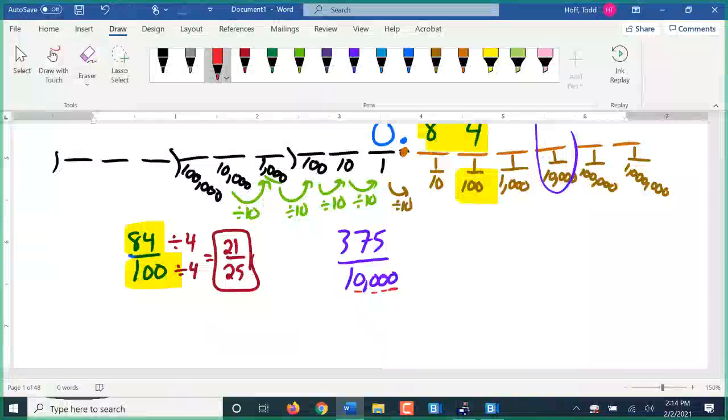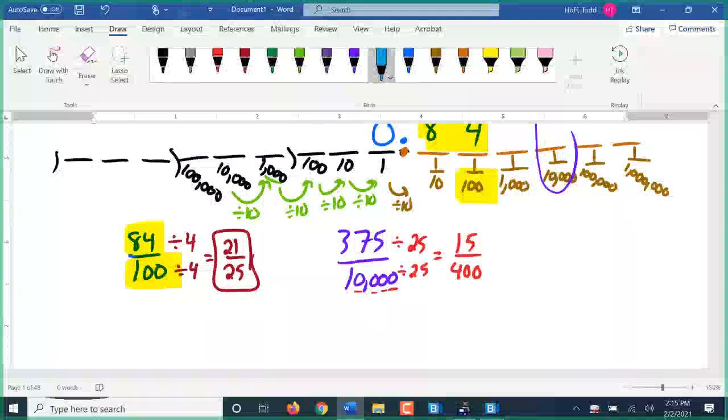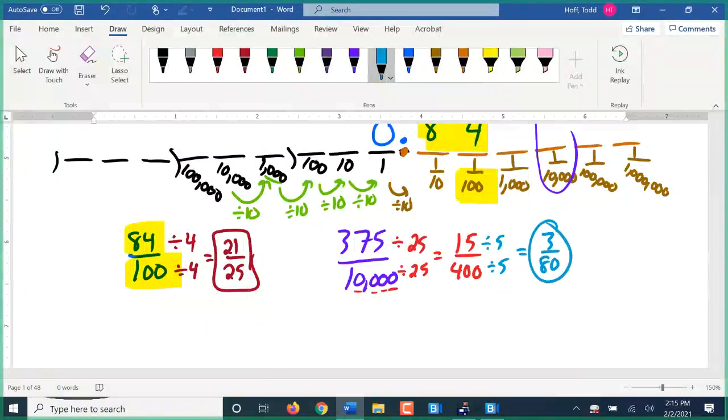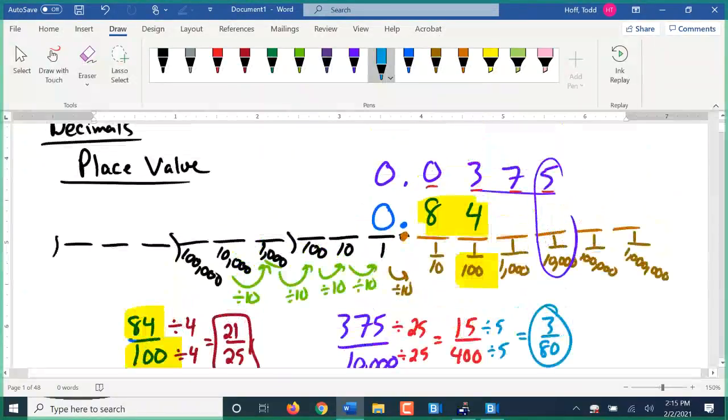Now, once again, we're not going to leave this as 375 over 10,000. Both of those can be reduced. Both can be divided by 25. 375 divided by 25 is 15. 10,000 divided by 25 is 400. We see that both of them can still be divided by 5. 15 divided by 5 is 3. 400 divided by 5 is 80. 3/80ths is the equivalent fraction for 0.0375.